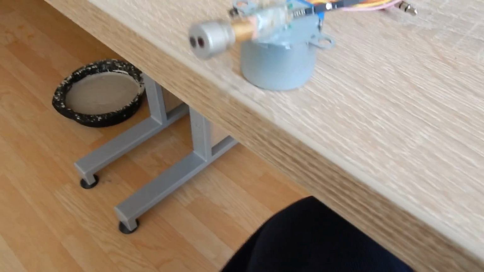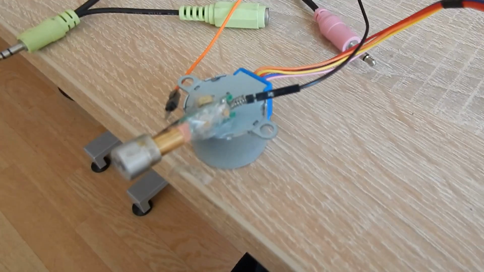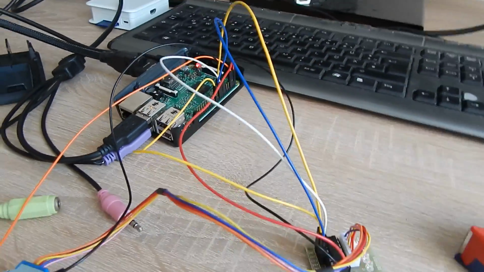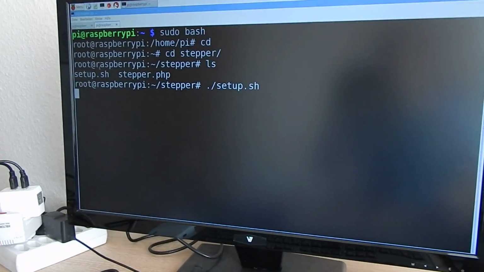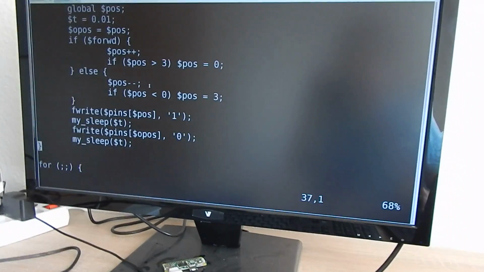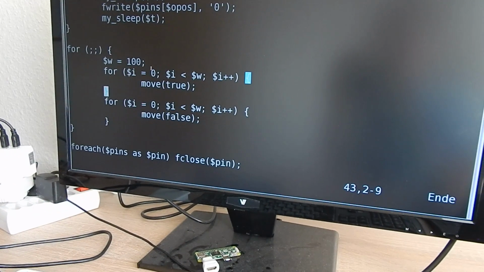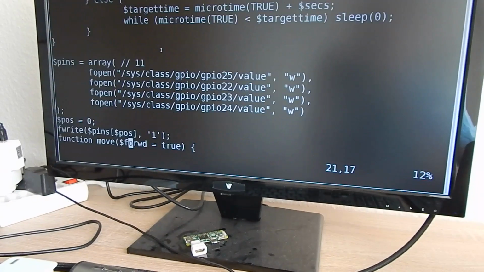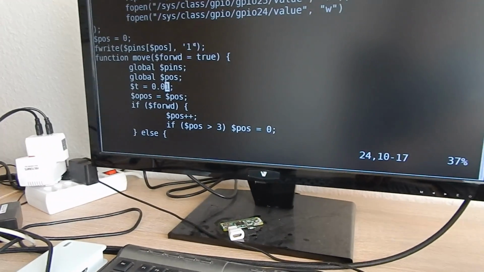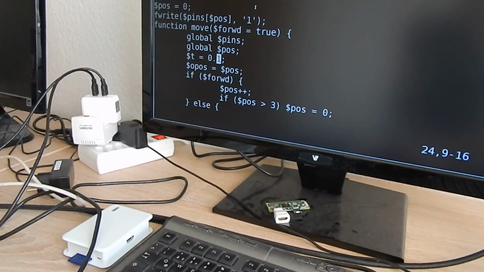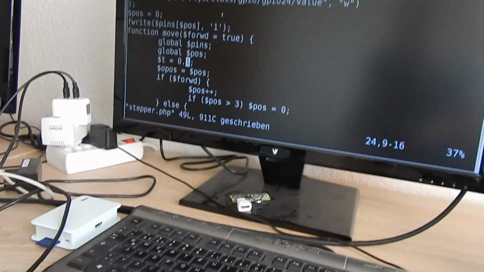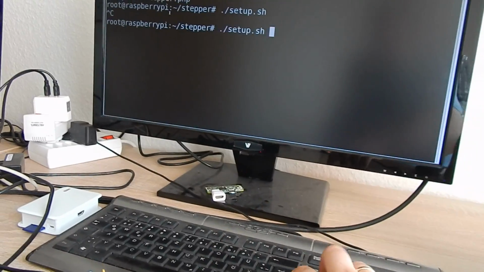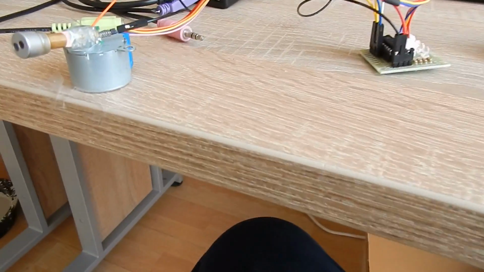and this time only one axis, because I have only one stepper motor, motor controller, Raspberry Pi, and the script, which just moves 100 steps forward and 100 steps back. Now I can try to make the movement even slower, so I can really see how precise the stepper motor actually is.